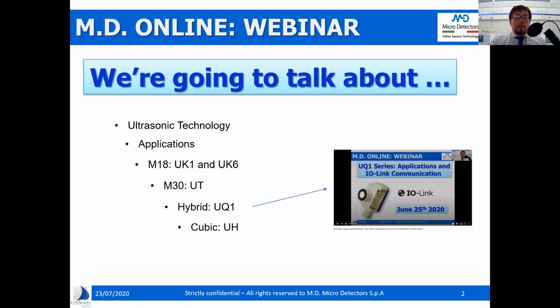Then we are following with the cubic ultrasonic sensors of the series UH. Then ultrasonic forks, FC8. And finally, we are going to conclude this lecture with the practical part. So how to adjust a sensor. In particular, we are talking about the teach-in mode used in UK1 and the UT series, and remote mode used in UK6.